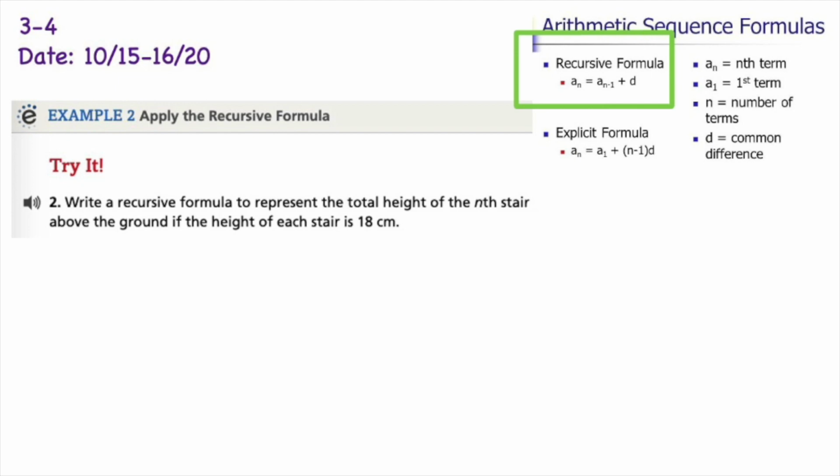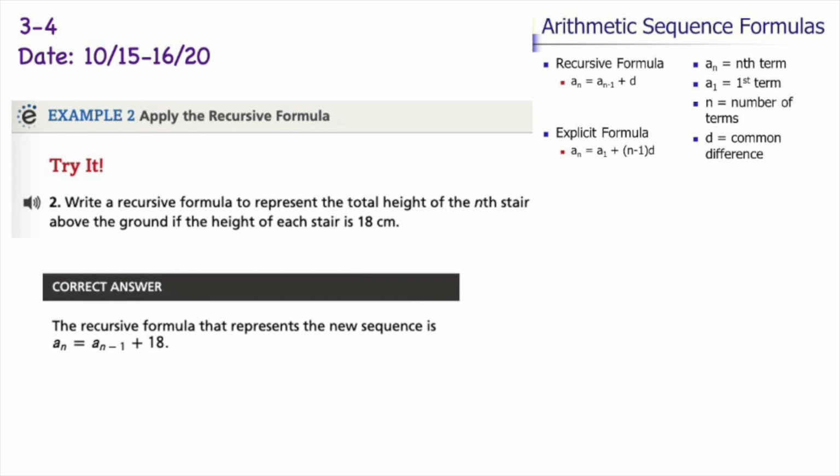All right, so now let's take a look at what you should have for the recursive formula. The recursive formula represents a new sequence, and remember it is just changing that common difference, the d at the end, to an 18, because that's what the difference between the steps are. So everything stays the same in the formula. The only thing you're changing is 18, because we do not know the step they want us to find, so we leave n in the answer.